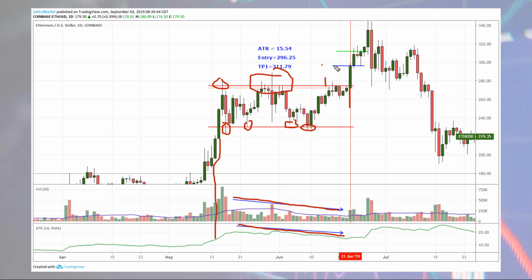When the candle finally closed outside of the range, it did so on really nice volume, you see. The entry on the close of this bar was 296.25, and it hit the first target of 311.79 on the very next day. Now, obviously, we're looking at this pattern after the fact, and here's something you need to think about when you look at patterns after the fact.